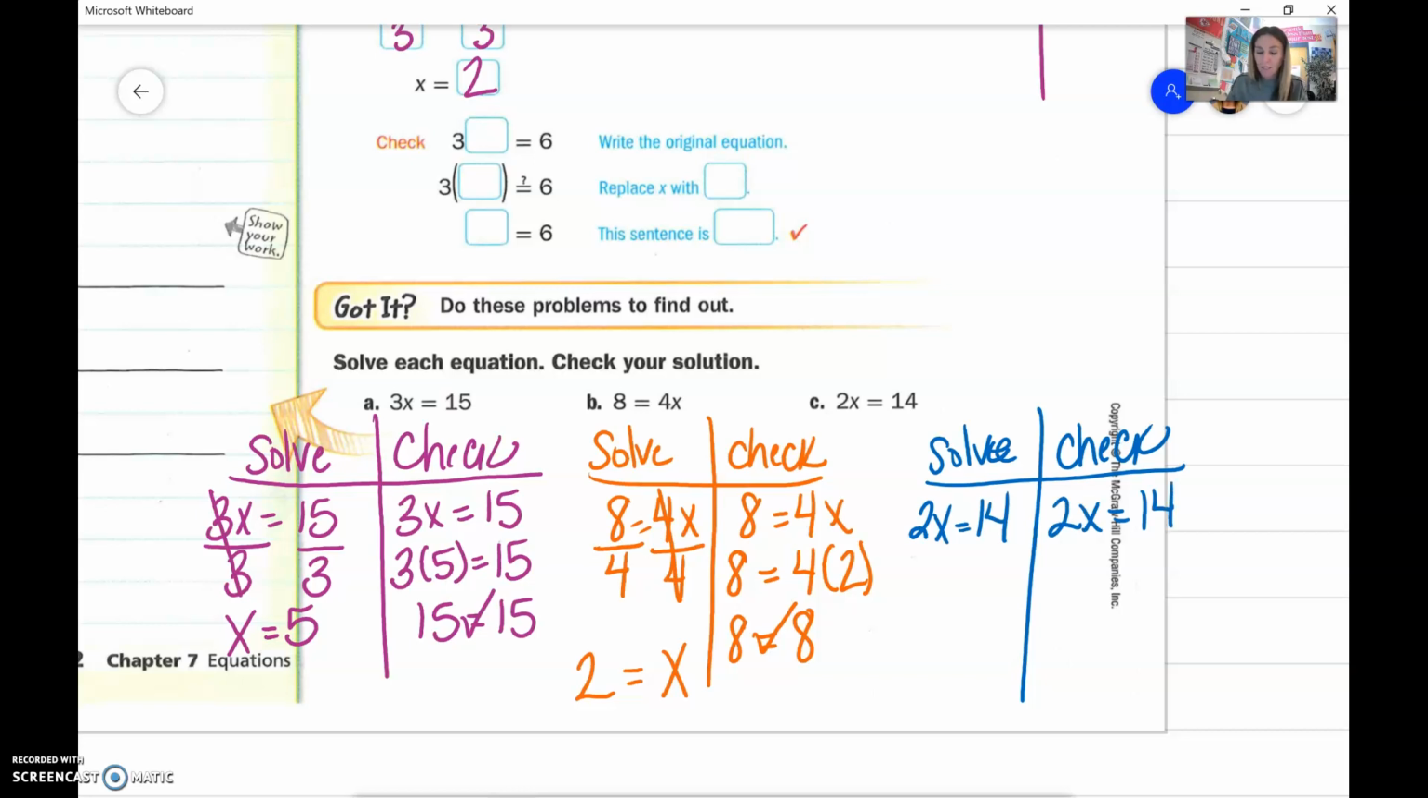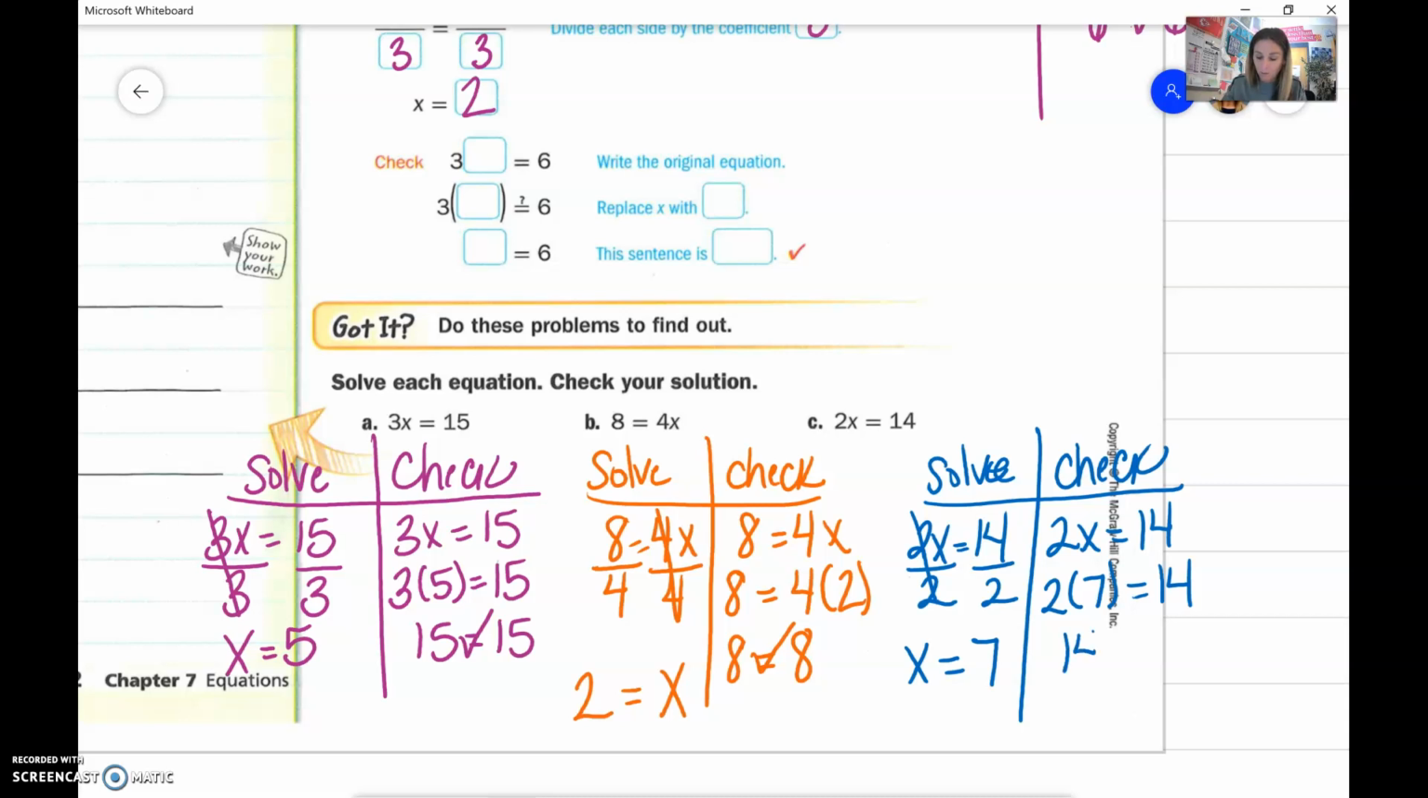All right. 2x equals 14. 2x equals 14. If I am multiplying by 2, the inverse operation is to divide by 2. 2x divided by 2 leaves me with 1x. Make sure you cancel that out so you actually see that. 14 divided by 2 is 7. And now I believe that x is 7, so I'm going to check it. 2 times, replace my x with 7, equals 14. 2 times 7 is 14. 14 equals 14. Check, yes, we did it correctly.